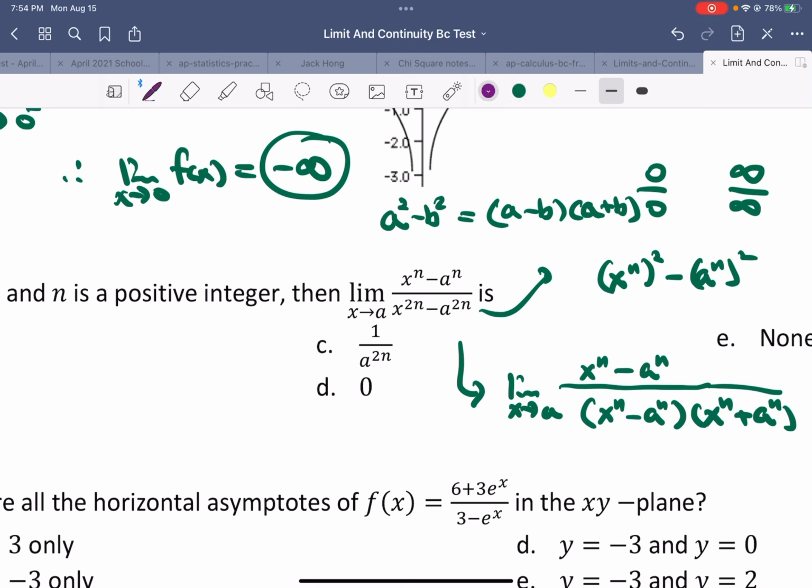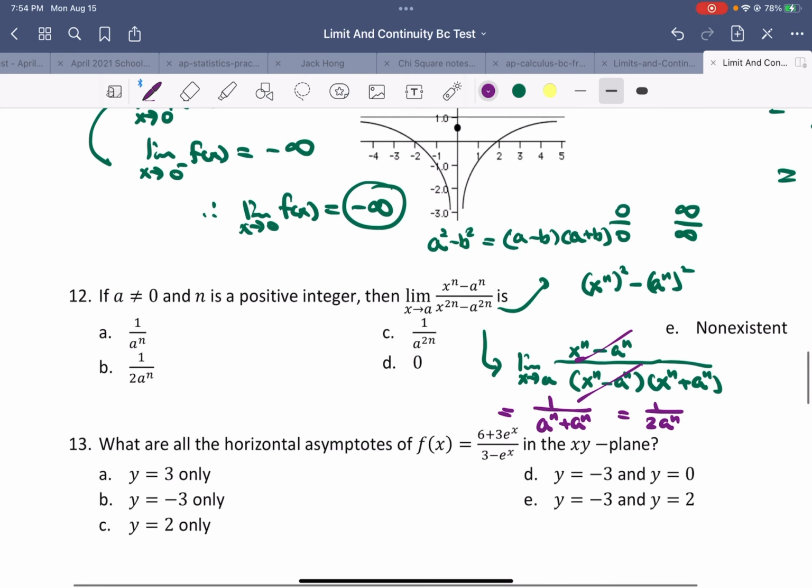After that, since they are the same, you can cancel, and then you plug in x equals a. So 1 over a to the n plus a to the n. Then 1 over 2a to the n. Answer is B. Okay? So after you factor, you can get the answer.